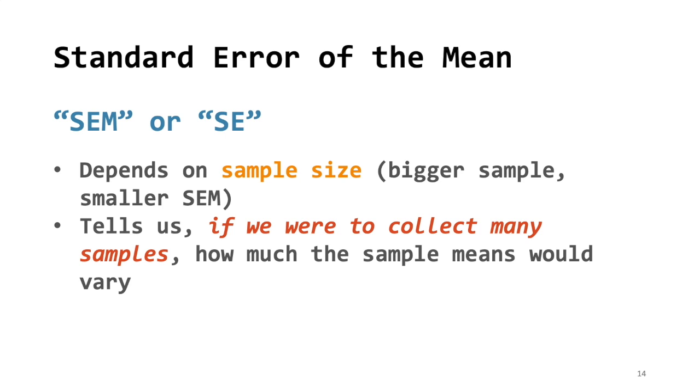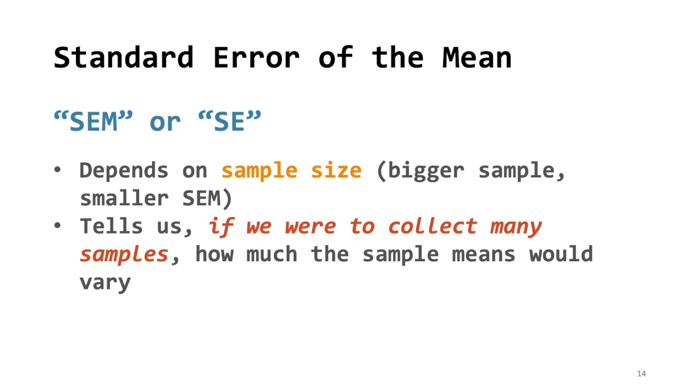The standard error of the mean, or the SE or SEM, is like a standard deviation, but for a sample mean. The way it differs from an SD is that it depends really heavily on sample size. So with a bigger sample, you have a smaller SEM. This will make sense in a minute. It essentially tells us, if we were to collect many samples, how much the sample means would vary.